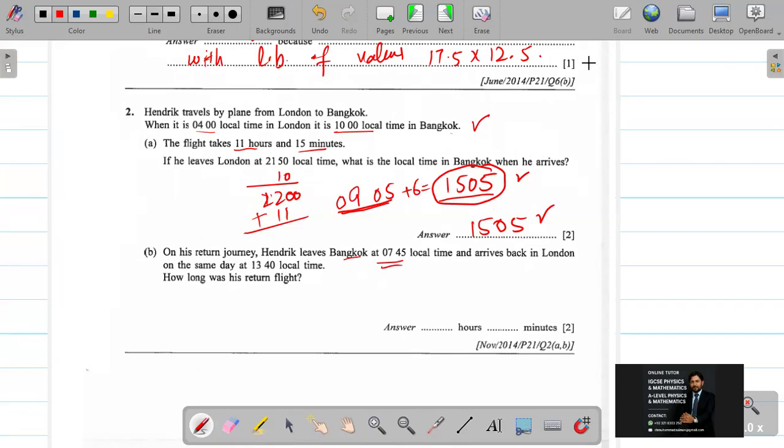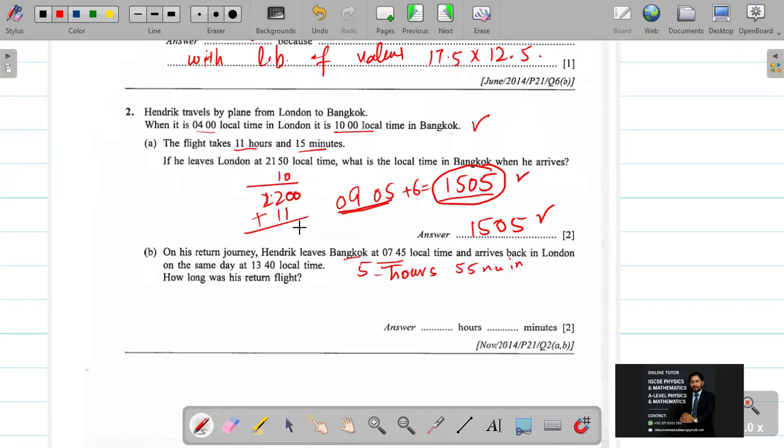I will have to go with the same time. Wait a second, I am going to solve this. On his return journey, he leaves Bangkok at 7:45 local time and arrives back in London. So we can say he's reaching here at 13:40, which means 1:40 in the daytime, from 7:45 in the morning. So he should go for 5 hours and 55 minutes over there.